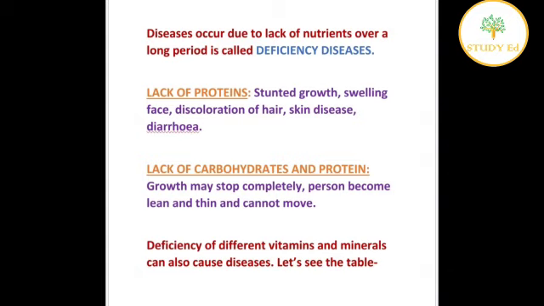If a person does not get enough protein from food, then the person is likely to have stunted growth. Stunted growth means shorter height, swelling of the face, discoloration of hair, skin diseases, diarrhea, etc. And if a person lacks carbohydrates and protein in his body, the growth of the person may stop completely or the person may become very thin and weak. So because of that, the person may not even be able to move.